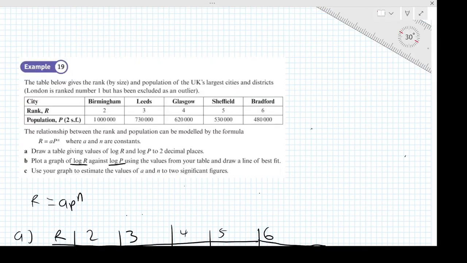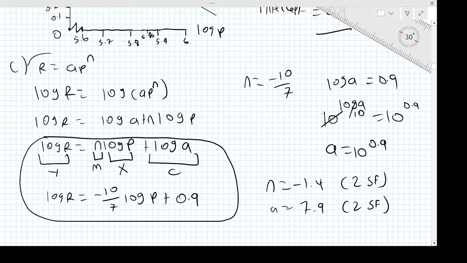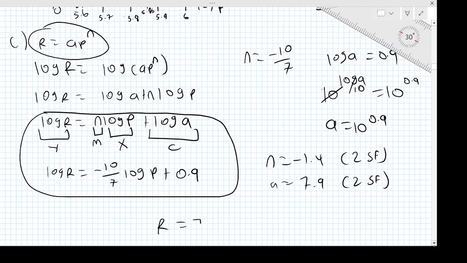And then to two significant figures, n, minus 10 over 7, is minus 1.4, and a, which is 10 to the 0.9, is 7.9. Okay, and that means we can now work out the exponential model fully, because we know what n and a are. That means r is 7.9 p to the minus 1.4.